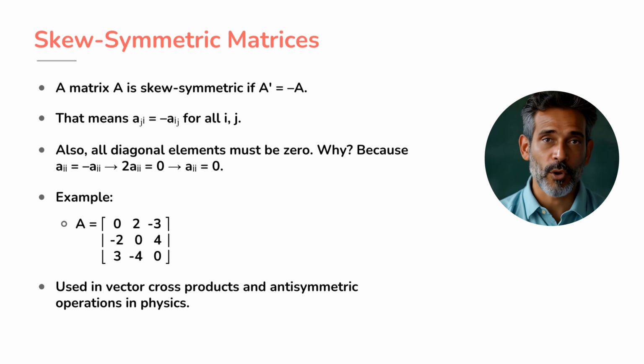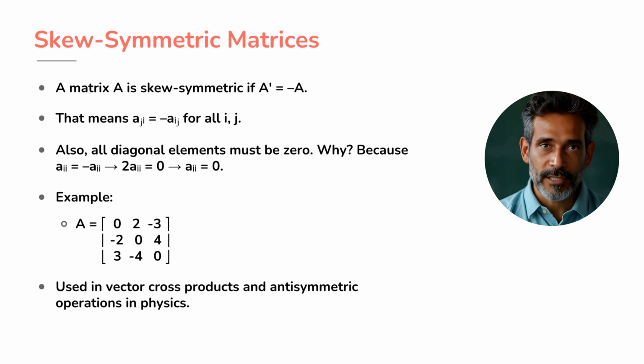Now, let's look at the mirror opposite, skew-symmetric matrices. A matrix A is skew-symmetric if its transpose equals its negative. That is, A transpose equals negative A, which means a sub ji equals negative a sub ij for all i and j. Now here's an important observation. All diagonal elements in a skew-symmetric matrix must be 0. Why? Because a sub ii equals negative a sub ii. This leads to 2 a sub ii equals 0, which means a sub ii equals 0.